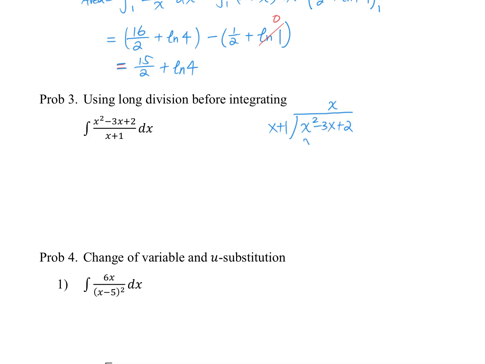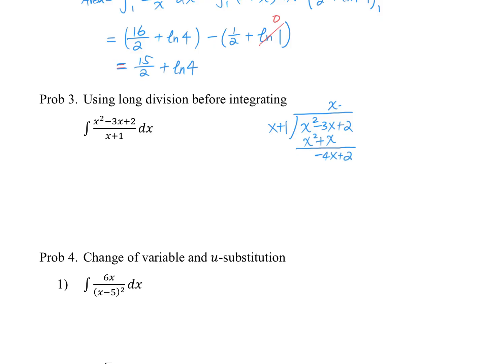So we have x squared plus x, and we'll do a subtraction. x squared minus x squared will be gone. That's how we find the x. Negative 3x minus x will be negative 4x. Don't add, you have to subtract. Now move down the next term.